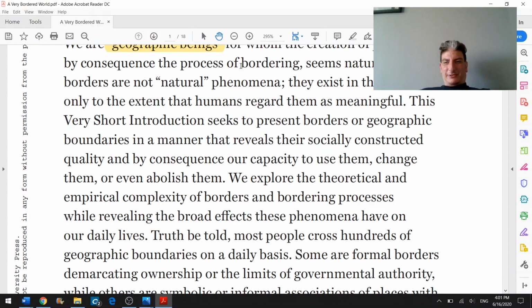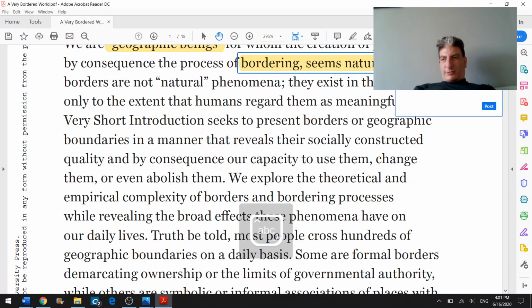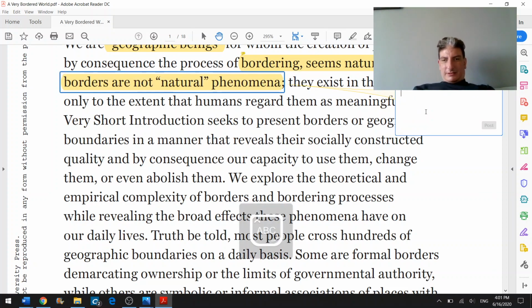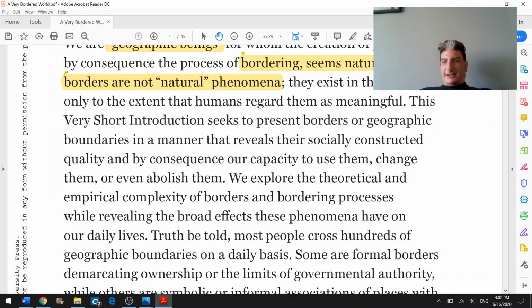Bordering seems natural, and the key word here is seems. Borders seem natural, but, and then here it goes, borders are not natural. Why put natural in quotation marks? And so you want to ask questions like this. Why put natural in quotation marks? Again, they got it from some kind of source. So he's making a sort of larger debate, and it's one that he's trying to make through various things that he has read.